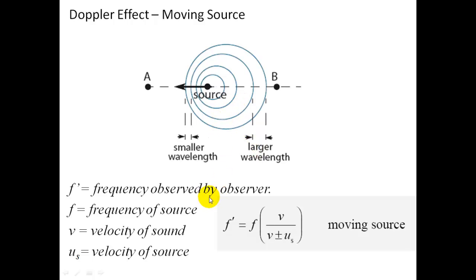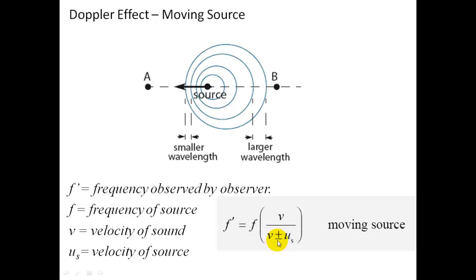Okay, the equations are this. This is the equation we need, taken from the data booklet. F prime is the observed frequency by the observer. F is the frequency of the source. V is the velocity of sound, and U is the velocity of the source.